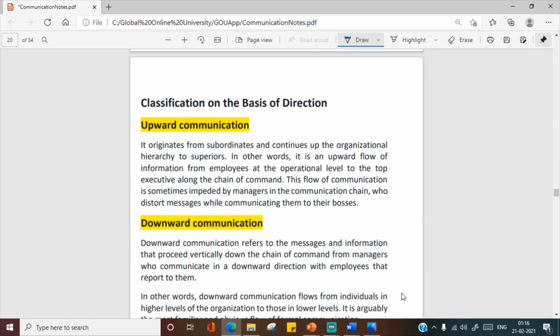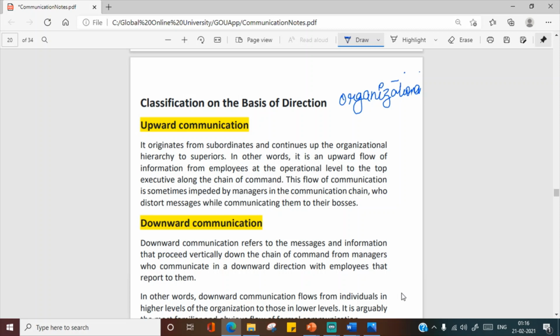Next, you have classification on the basis of direction. So, this is very important. On the basis of direction, you can also call this organizational communication. So it could be upward. Upward means simply when the junior, or you can say subordinate, is talking to a superior. It originates from subordinates and continues up the organization's hierarchy to the superior. From junior to superior is upward.